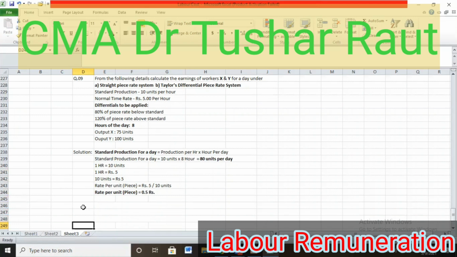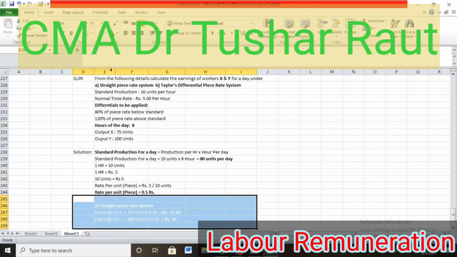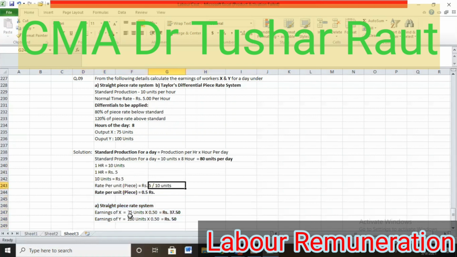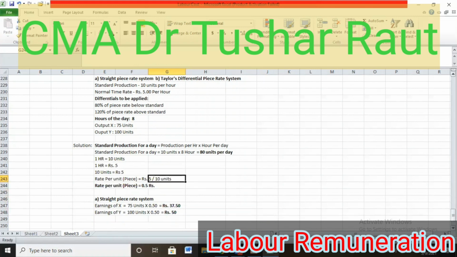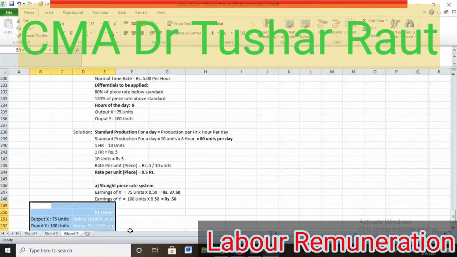Now they ask you to calculate the straight piece rate system. So the number of pieces: X's output is 75, Y's output is 100. We should multiply it with 0.5, so with the straight piece rate we get a very simple calculation. Straight piece rate for X is 75 units into 0.5, which is 37.50 rupees. And the earning of Y will be 100 units into 0.5, which is 50 rupees. So this is how we calculate the straight piece rate.